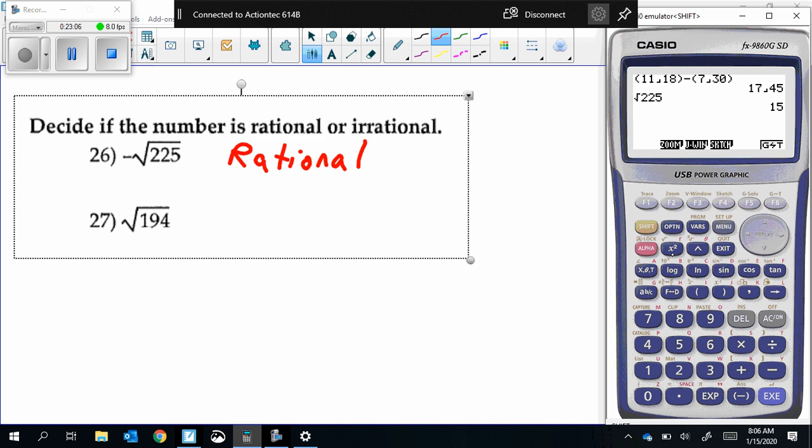The square root of 194, that one will not simplify. It's going to give you a decimal. Irrational numbers are decimals that never stop, they never repeat. So that's irrational.